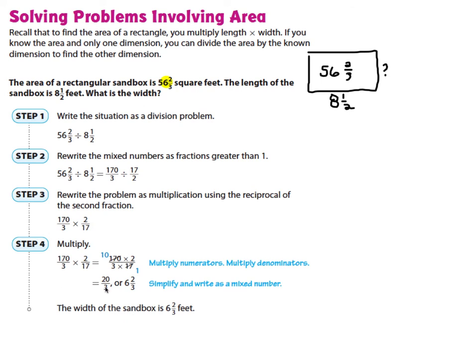20 will go in there. Well, if I did it 7 times, 7 times 3 is 21, so that's too big. It has to be 6. And then I'll have a remainder of 2, and then that 2 goes in the numerator over the original denominator. So the width of the sandbox is 6 2/3 feet. So I now know the width, 6 2/3 feet. So if I multiply 8.5 times 6 2/3, I'm going to get 56 2/3.